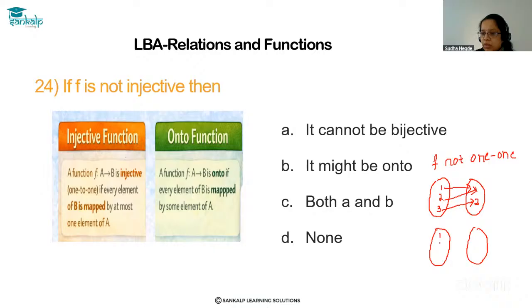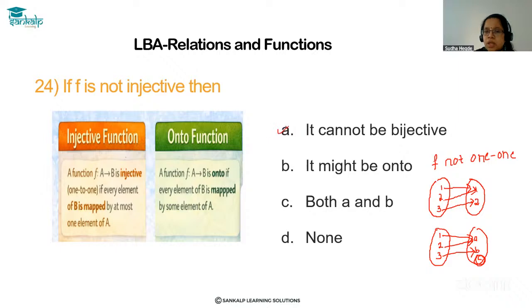Now, if you take 1, 2, 3 and A, B, C, in the same way, it is not injective and it is not onto also, because this C does not have any pre-image. Therefore, it is not onto. So both cases are possible. So f may or may not be onto.